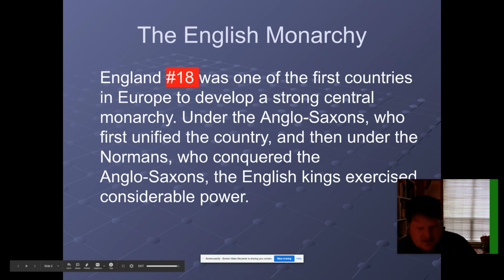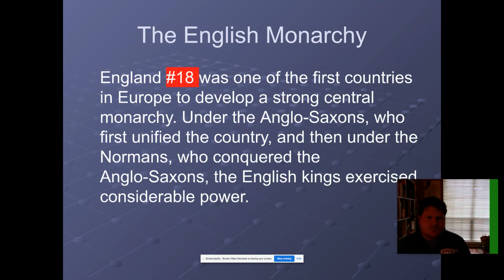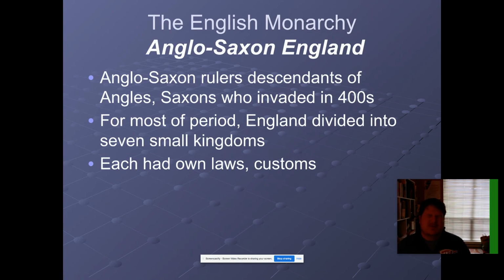What we need to talk about with England around this time is that England is one of the first actual countries to develop a central monarchy, which is your answer number 18: England. Before the monarchy, England was under Anglo-Saxon rule. The Saxons were different Germanic tribes, and eventually they would come together as the Anglo-Saxons. They unified against the Normans, which ultimately led to them having a monarchy. But your answer 18 is England.